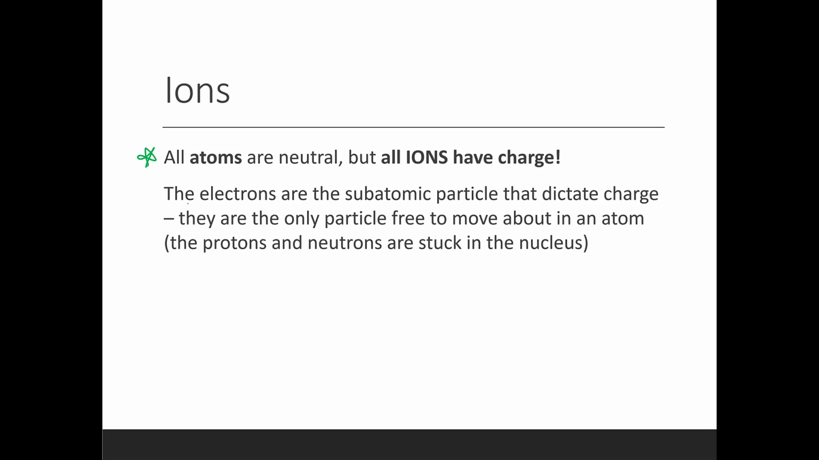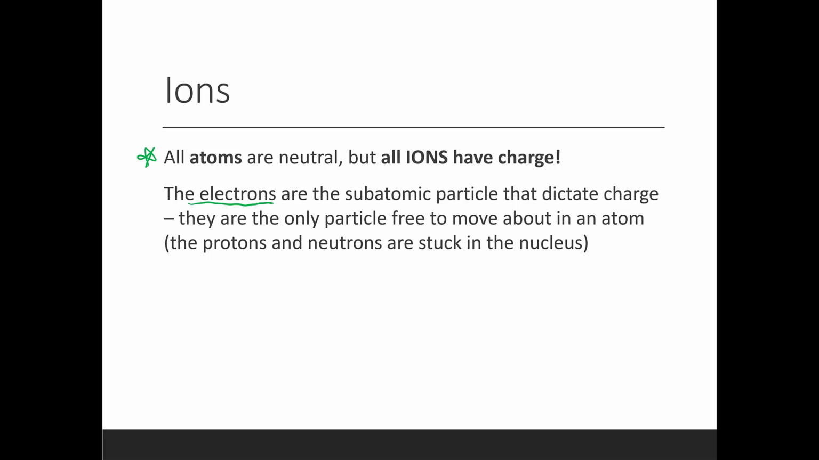Let's move on to ions, where isotopes were atoms with a different number of neutrons. Ions are atoms that have a different number of electrons. And this is really important here. I had you bold this on the last slide when it came up, the all atoms are neutral bit. All atoms are neutral, but all ions have charge. And that's because of the electrons.